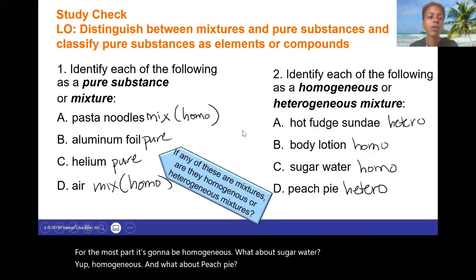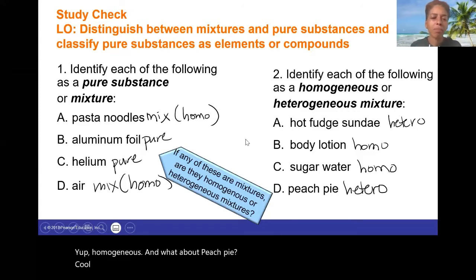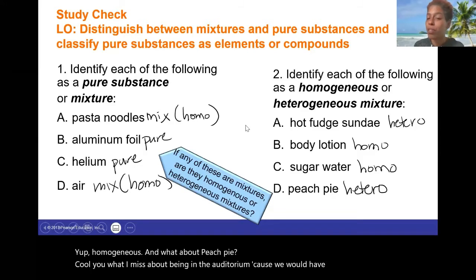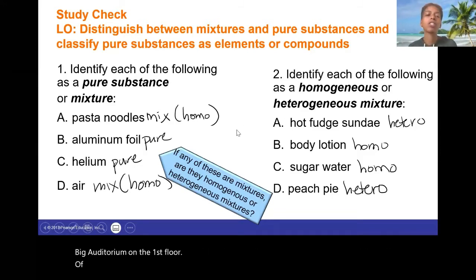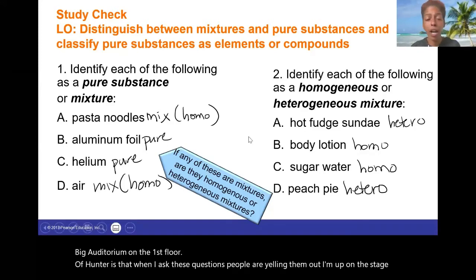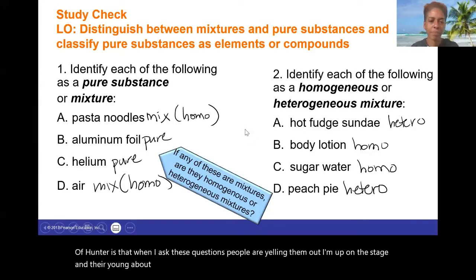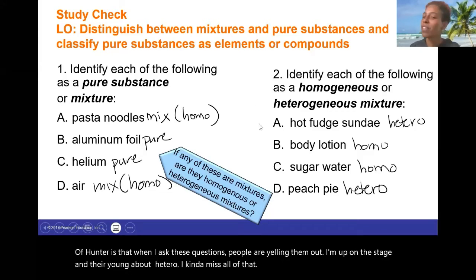Cool. You know, what I miss about being in the auditorium, because we would have been meeting in the big auditorium on the first floor of Hunter, is that when I ask these questions, people are yelling them out. I'm up on the stage and they're yelling about homo, hetero. I kind of miss all of that. Anyway, moving on.